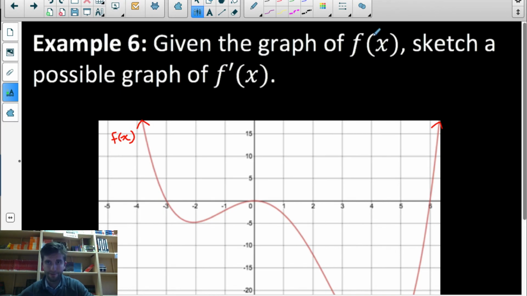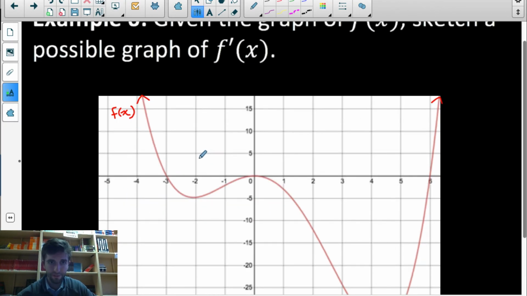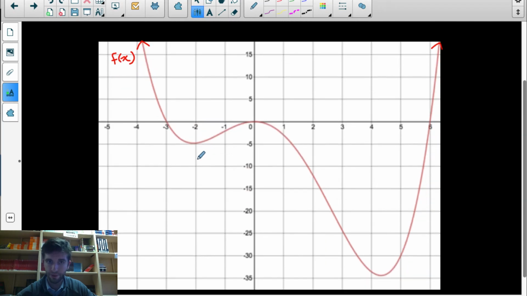Example 6. Given the graph of f of x, sketch a possible graph of f prime of x. Keep in mind the derivative tells you the tangent slope at any point on the original function. So the y value of the derivative when x is negative 2 would probably be 0 because it looks like there's a horizontal tangent there. So I can plot that point. There's also a horizontal tangent there and here. So at those x values, the derivative would be 0.